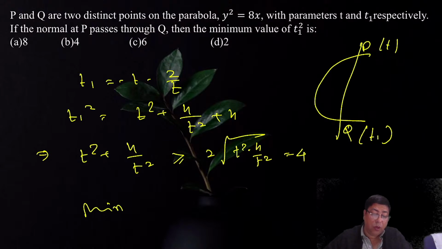Therefore, the minimum value of t1² equal to 8.